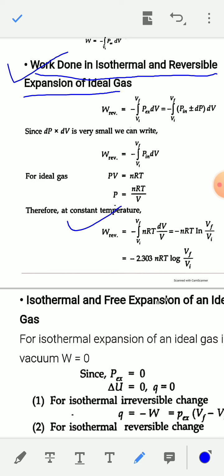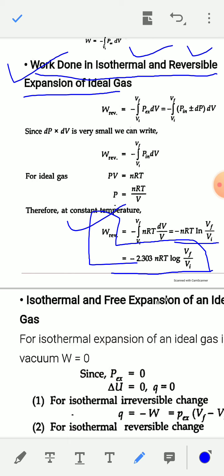So work done W reversible is equal to minus nRT ln V final by V initial, that is final volume by initial volume. Or you can also write this equation, and you have to remember that W is equal to minus 2.303 nRT log V2 by V1. This is the final equation, and you have to remember this equation. Using this equation, you have to calculate some numerical problems, and this is for isothermal reversible expansion of ideal gas.